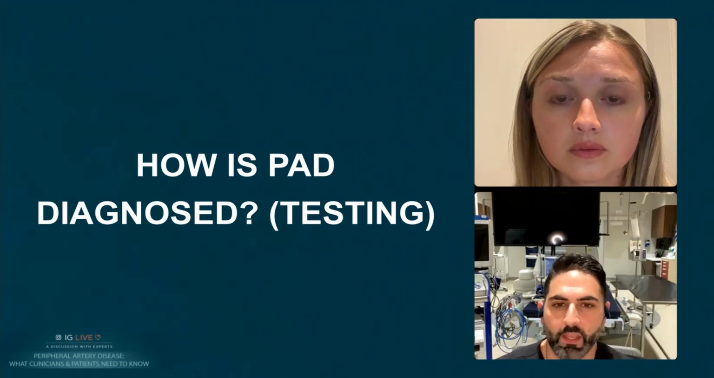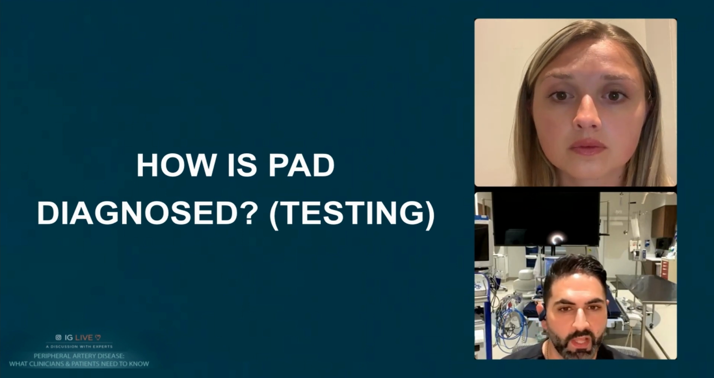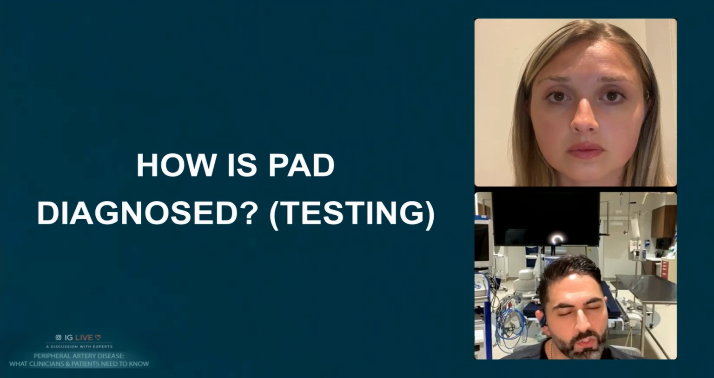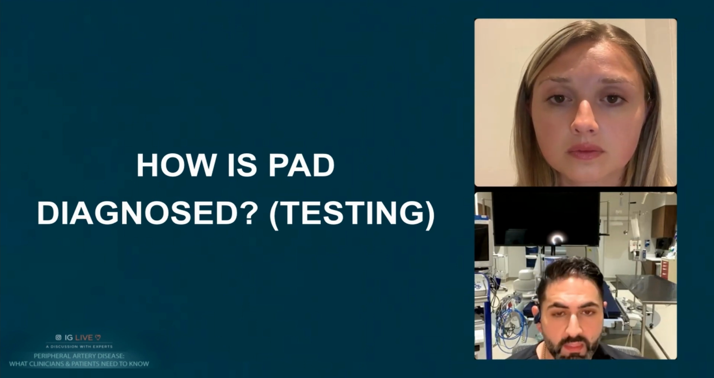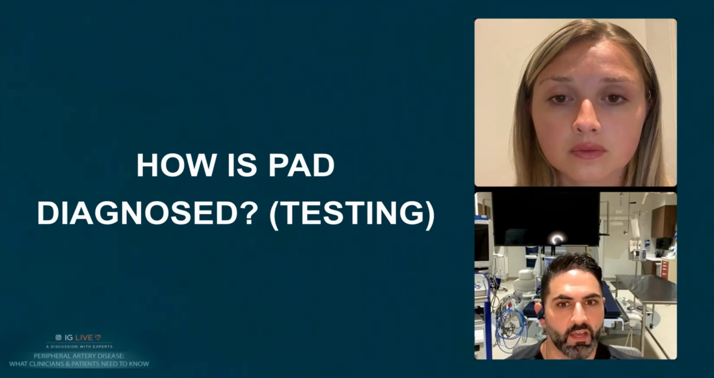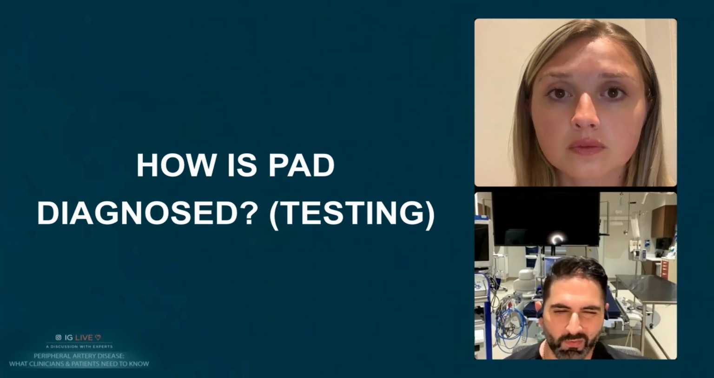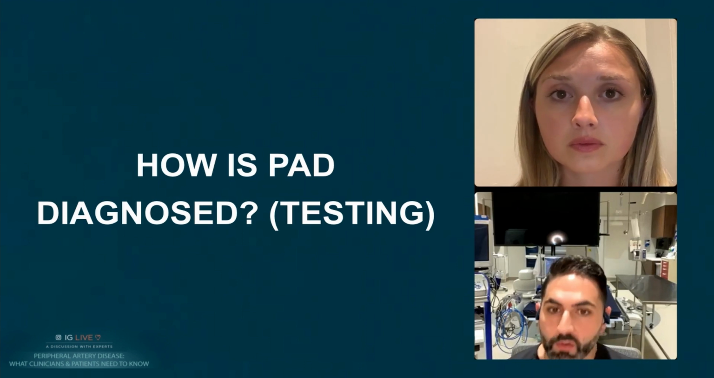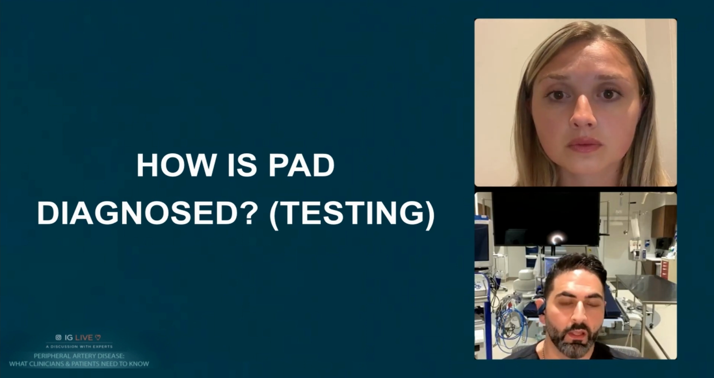I traditionally don't start off with ABIs because I like to get what's called an arterial Doppler. And so that's an ultrasound, which also includes an ABI as part of the test, but it also allows us to see within the artery and check the waveforms and check the pressures to see if it's multiphasic, biphasic, or monophasic. And it sort of gives us an idea of how strong that pulse is and provides us with a lot of information because it can sort of point to where the blockage actually is.